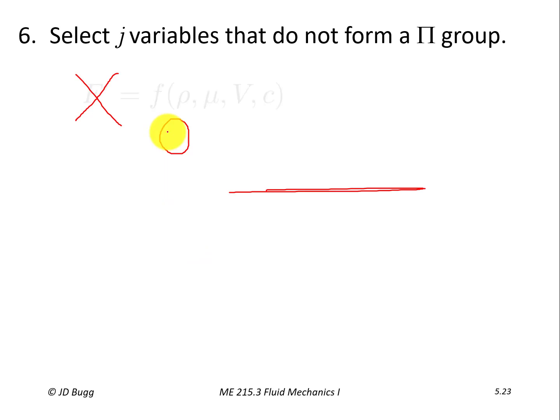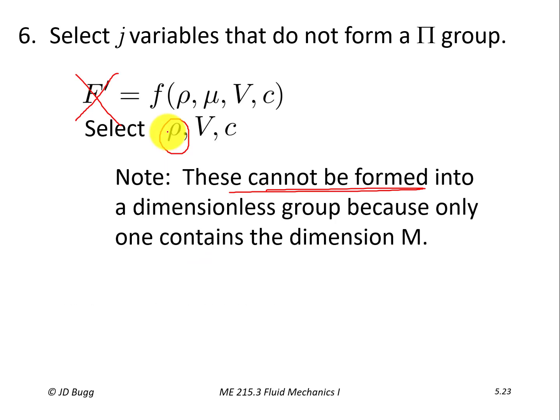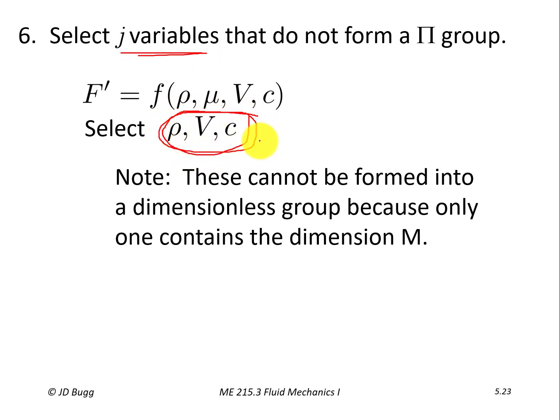So that's one way to quite quickly tell that you have a valid selection of these j variables to form your repeating variables. Remember, that's what these are called, our set of repeating variables. If there's one of our dimensions that only exists in one place in this set of three, then that is a valid set of repeating variables. So rho, v, and c is what we'll proceed with here as our repeating variables.